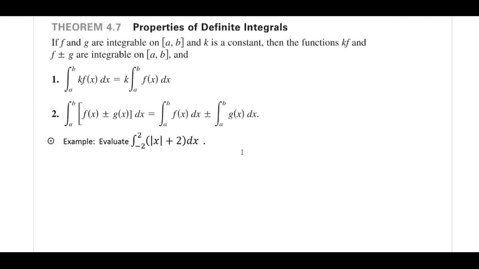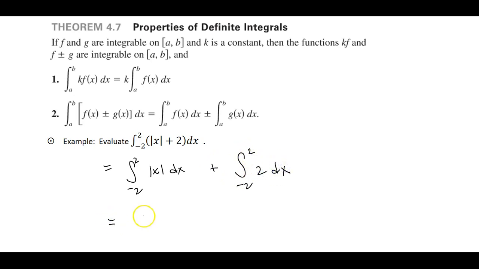So for this one right here, if I'm finding the integral of the absolute value of x plus 2 from negative 2 to 2, I could write this as the integral from negative 2 to 2 of the absolute value of x dx, plus the integral from negative 2 to 2 of 2 dx. Okay. Now from the previous problem, we found out that this first one is 4.